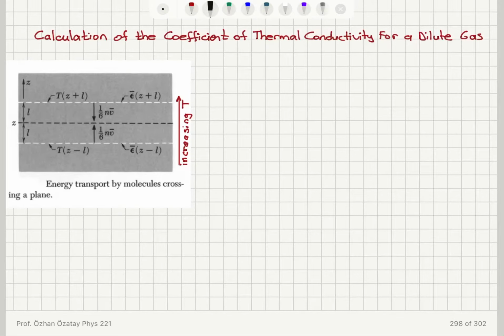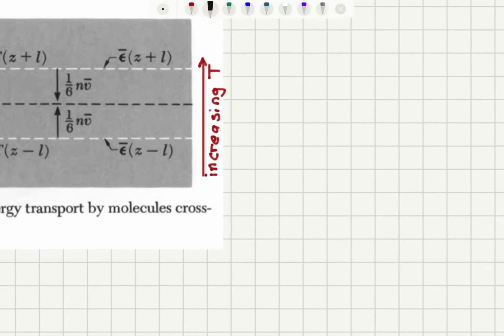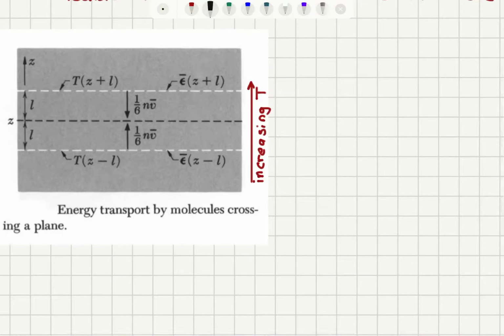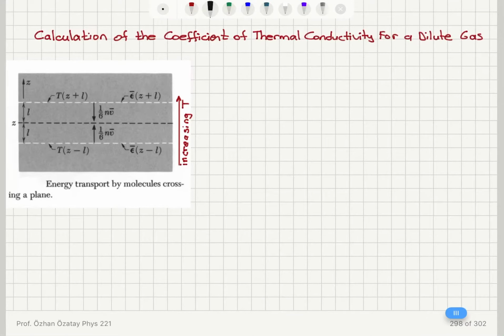Let's consider a dilute gas for which the temperature is increasing from bottom to top on the z-axis, as you can see in this figure. So when you consider z is equal to constant plane, you will find that the molecules coming from above this plane will have a higher mean energy than the molecules coming from below this plane. So the heat transfer will occur due to this difference in the mean energies.